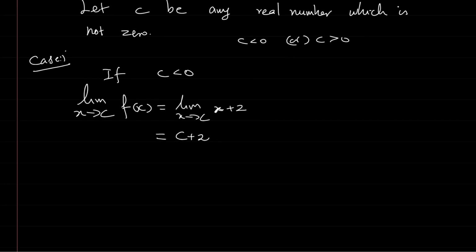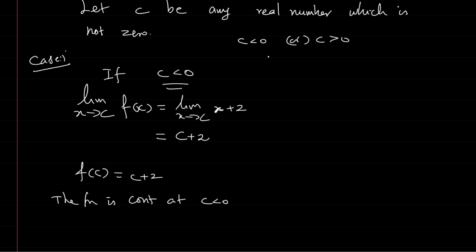Now what about f of c? What is f of c? Since c is less than 0, the function is taking x plus 2. Therefore, replace x by c, you will get c plus 2. Therefore the function is continuous at all numbers which are less than 0, continuous at c less than 0.